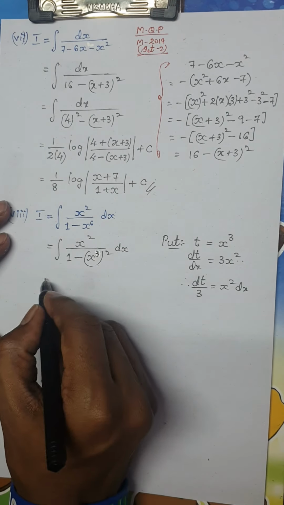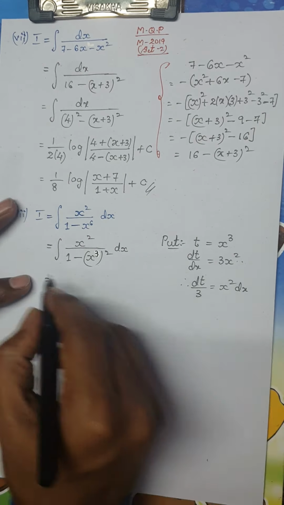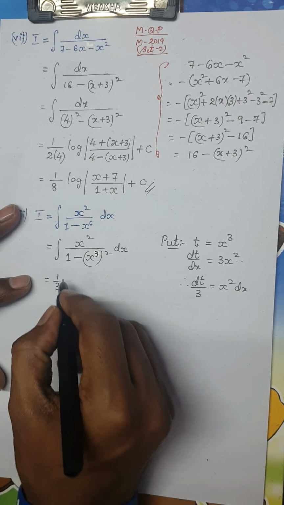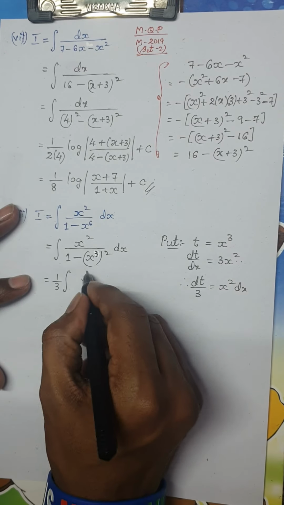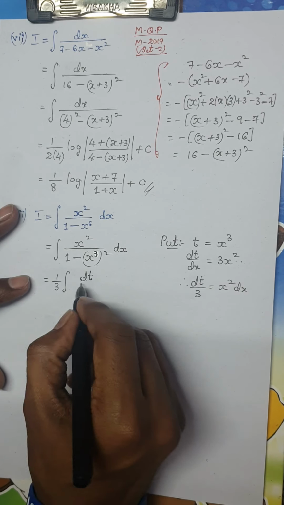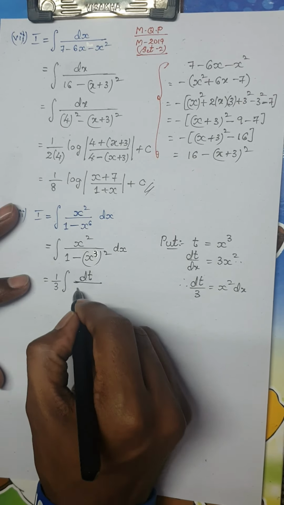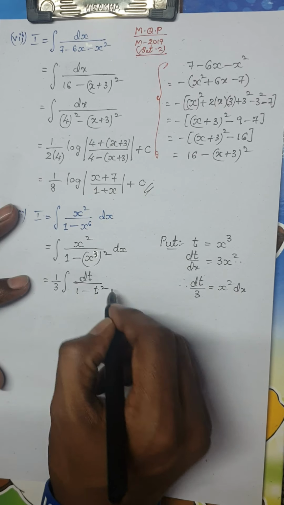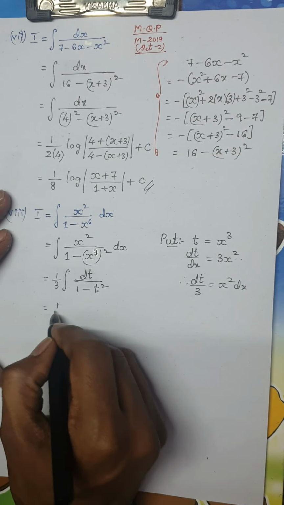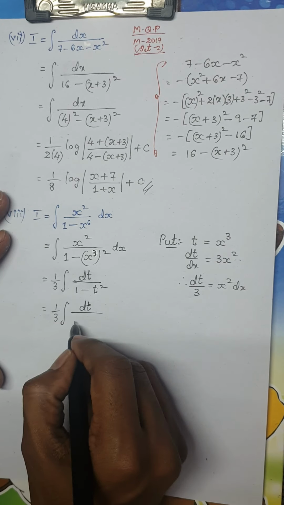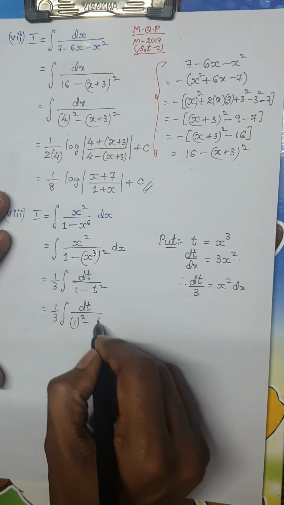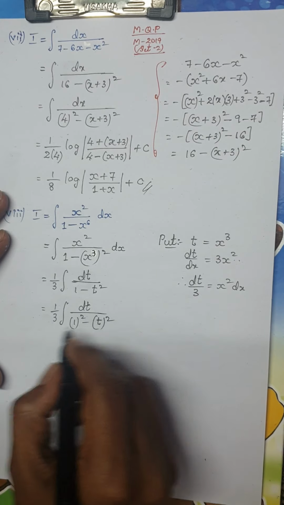See what happens. The integral will turn out to be, I have dt by 3, I'll keep this 1 by 3 outside. Integral of x square dx can be written as dt. Remember, by 3, as I told you, it is taken outside. I have 1 minus t square. This is of the form 1 divided by 3 into integral of dt divided by, I can write it as 1 square minus t square.